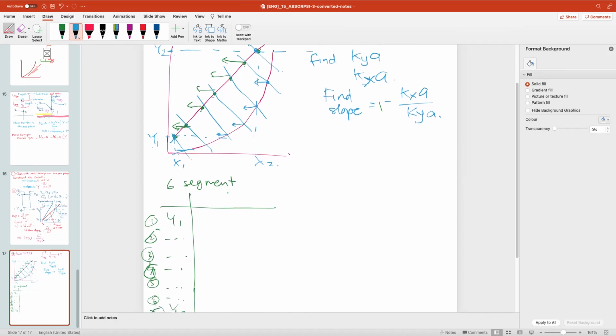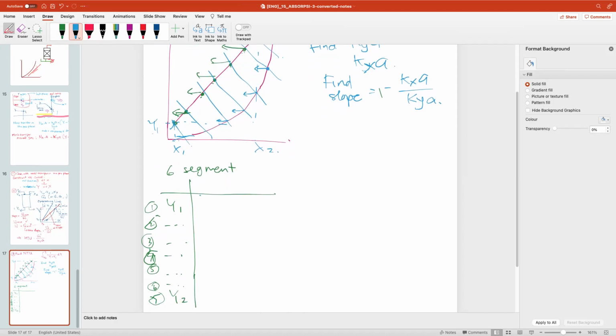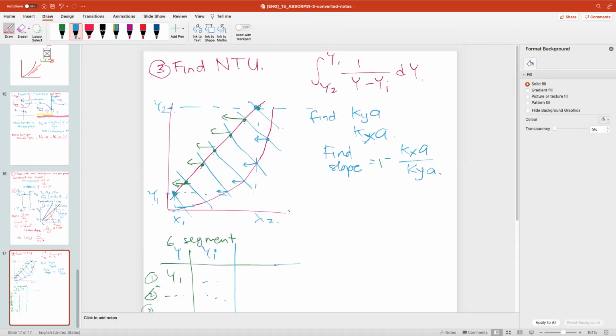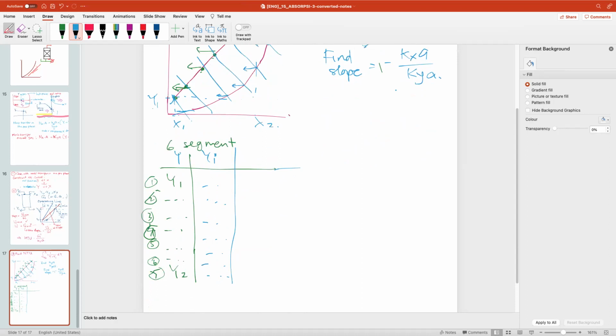So with that, you calculate your yi, and also y, and then you also calculate this one. Just read it from the graph, okay. And after that, what are your next steps? Find the function. Yeah, the function: 1 over y minus yi, just to do the calculation.